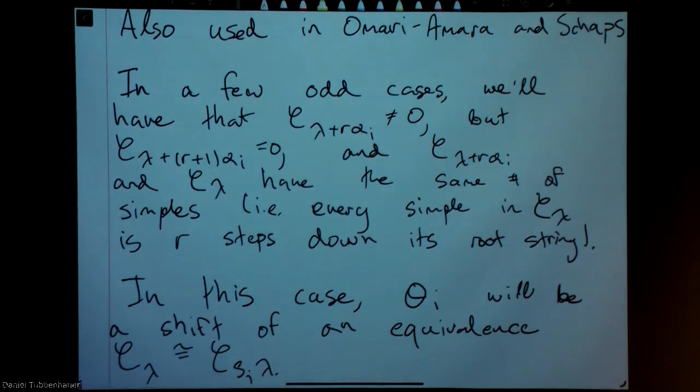All right, are there any questions? Say odd cases, do you mean odd as in strange or odd as in the parity? Strange, yes, unusual. Weird.